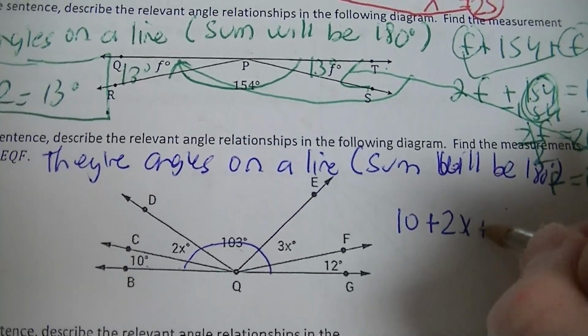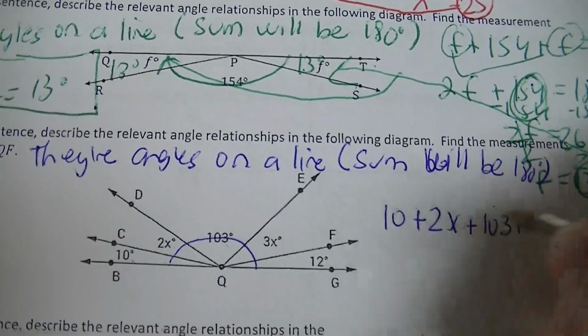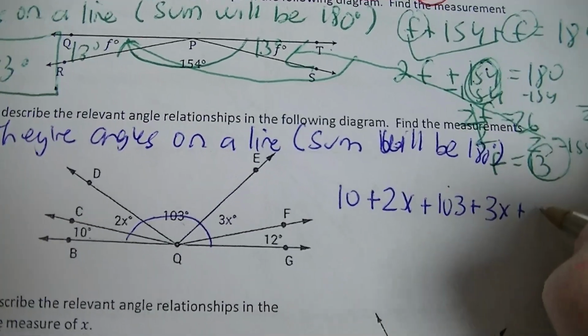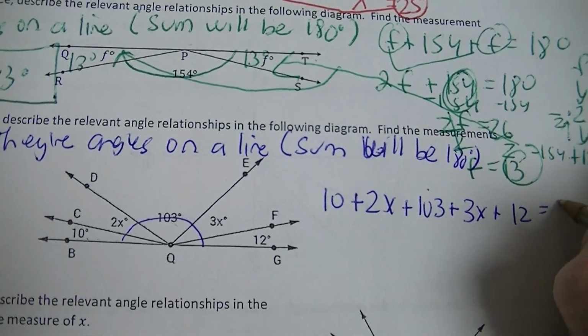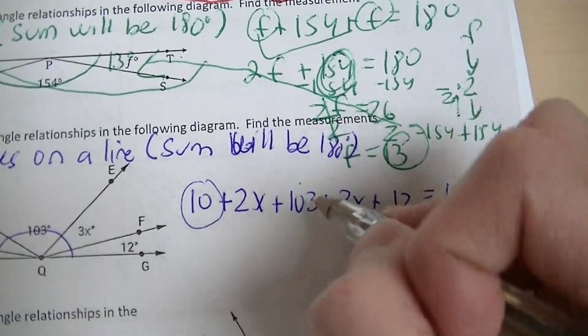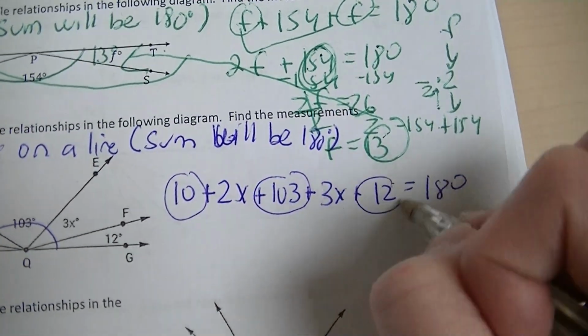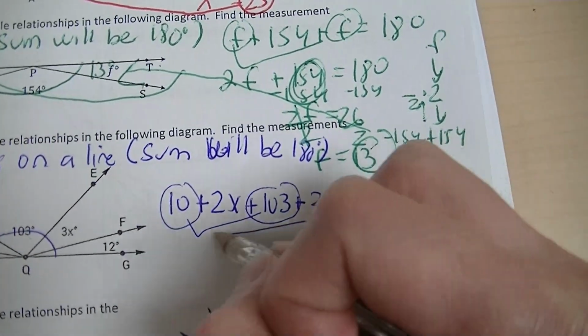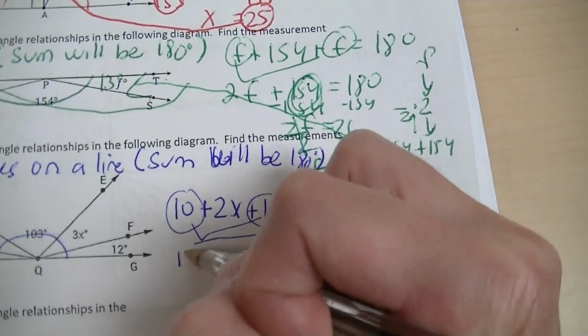Plus 103 plus 3x plus 12. Don't forget this part. They should have a sum of 180 degrees. Okay, simplify it before building it. 10 plus 103 plus 12 is 125.